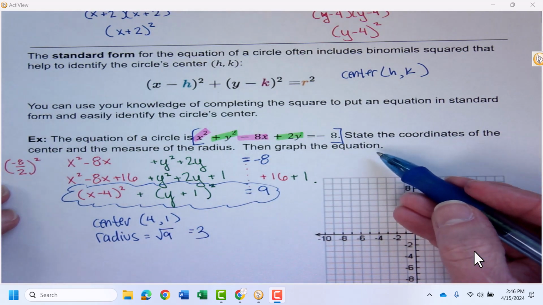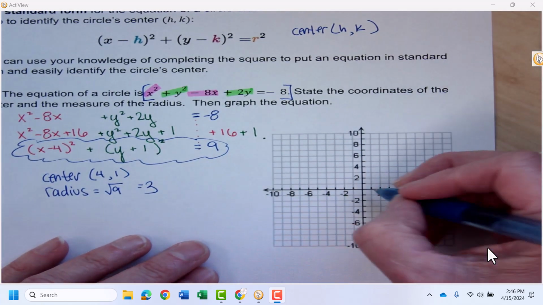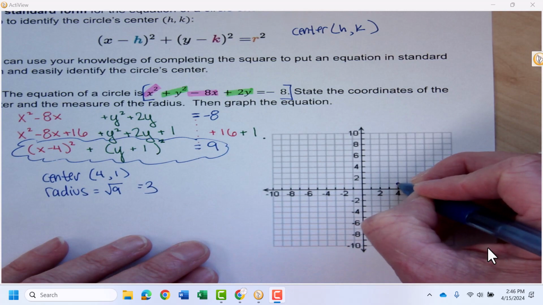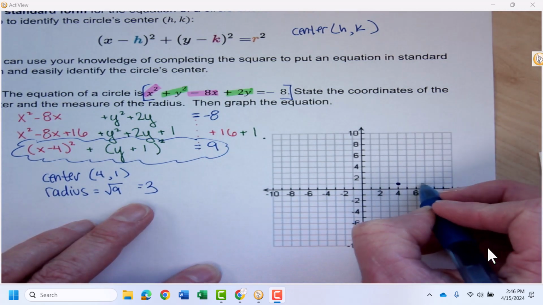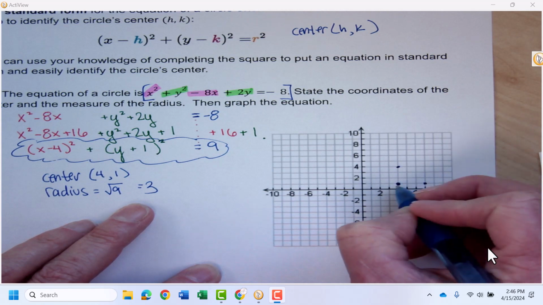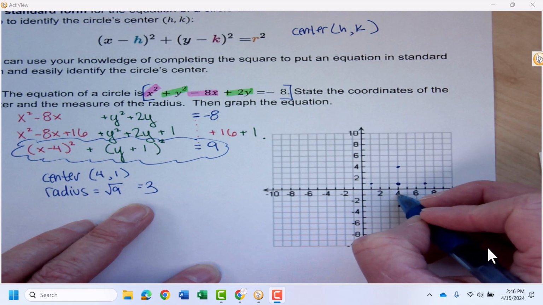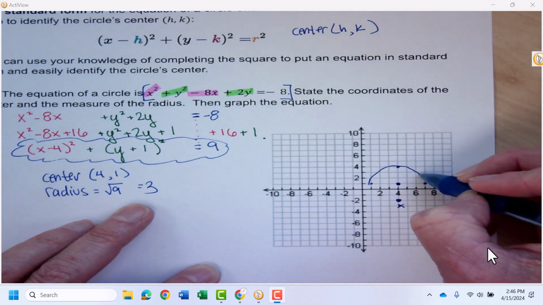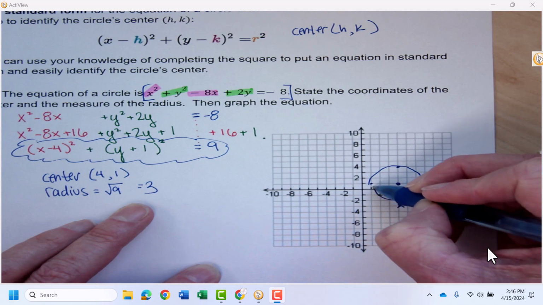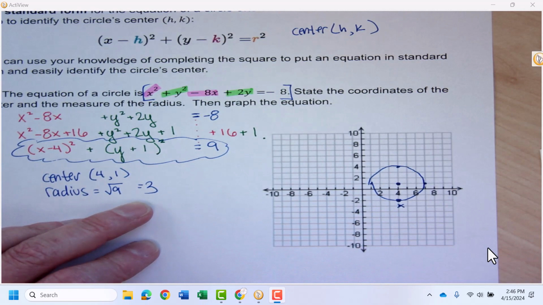Now this is easy enough to graph. The center is 4, negative 1. The radius is 3, so I'm going to move out 3 units in these 4 directions and then just sketch it in. I think I went too far. 1, 2, right there, not that one. And not bad. Not perfect, but not bad. So there's my circle with a radius of 3.